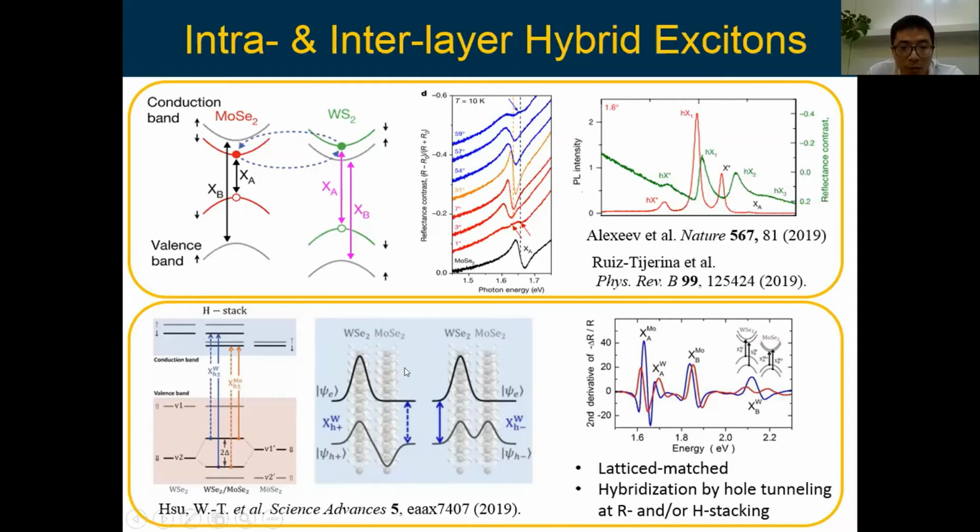Similarly, this Austin group, they studied this hybrid exciton. Instead of electron tunneling, they found that in these two layers, their holes can be aligned. The valence bands can be aligned with each other. So the hole tunneling can happen, and they can also resolve the doublets. But once again, they didn't show the twist angle dependence from the reflection spectrum.